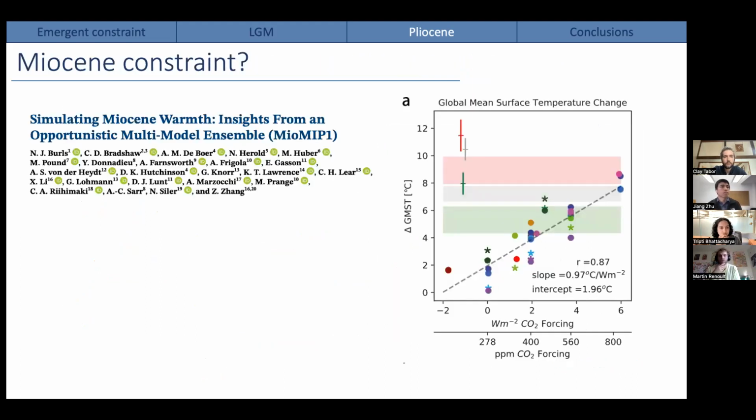And to conclude, and not just talk about the Pliocene, there is also some research currently being done on the Miocene, MioMIP1. So potentially there could be the inclusion of the Miocene into emergent constraints in the future.